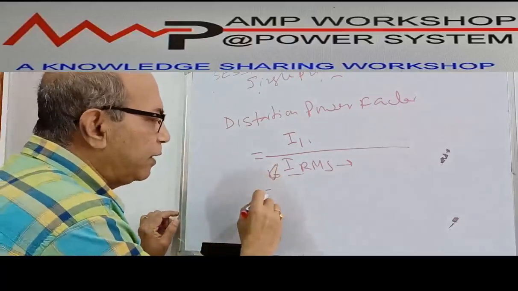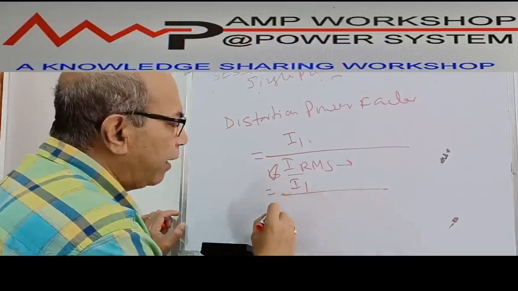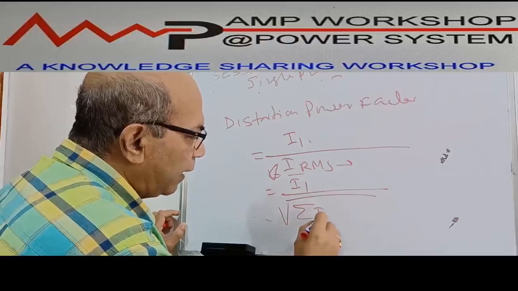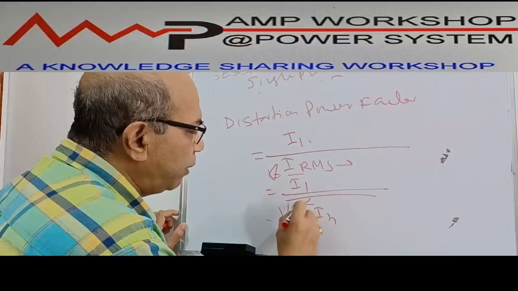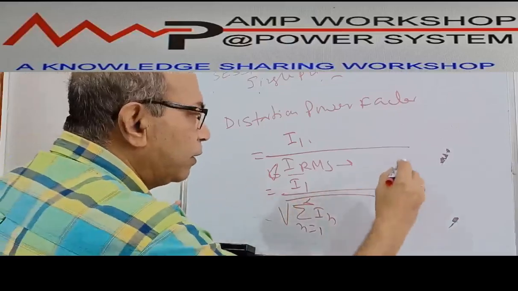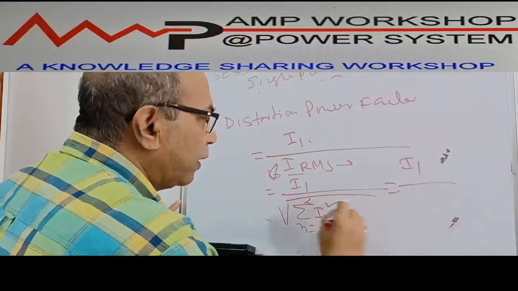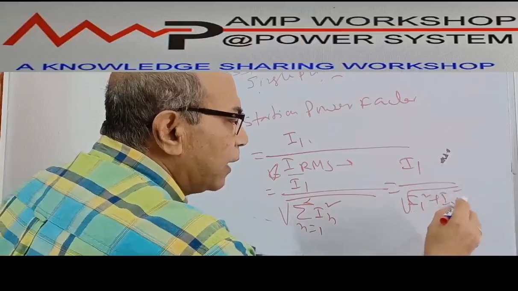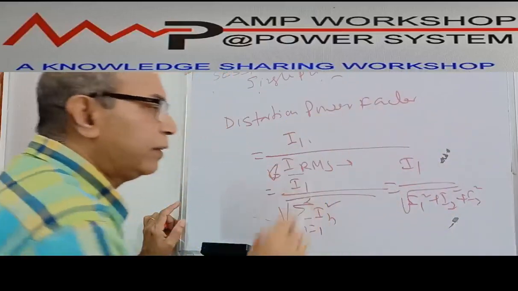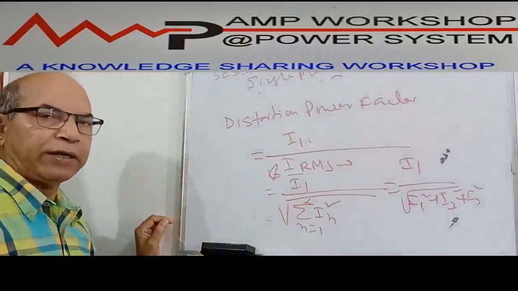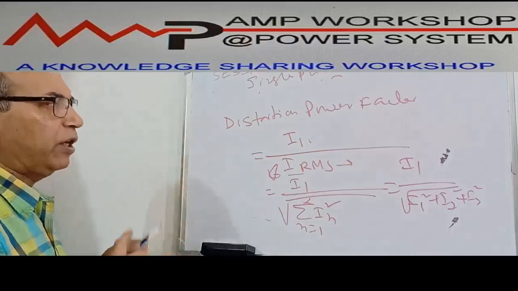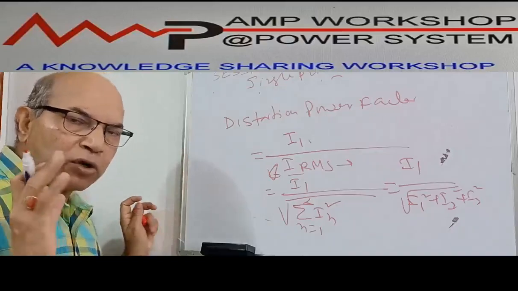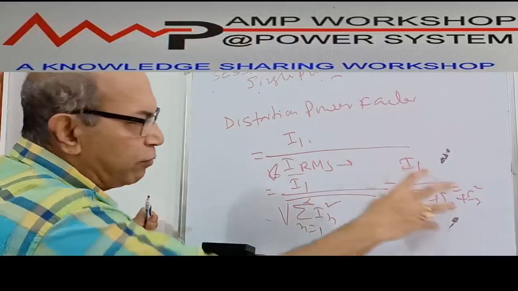Now how can we define this? It is I1 divided by the root of the summation of I_n squared, for n equals 1 to infinity. That means this is equal to I1 squared by the root of I1 squared plus I2 squared plus I3 squared, and so on. So this is called the distortion power factor. If we multiply this by the displacement power factor, we get the total or true power factor.